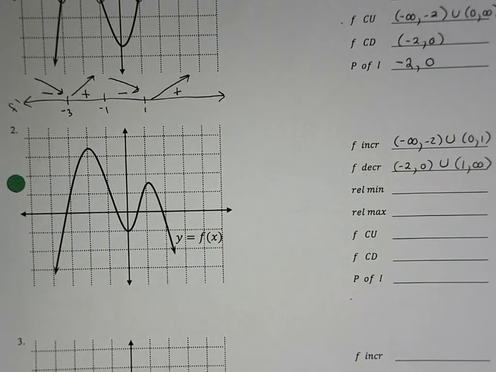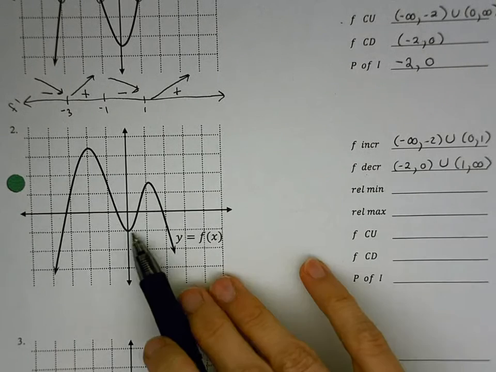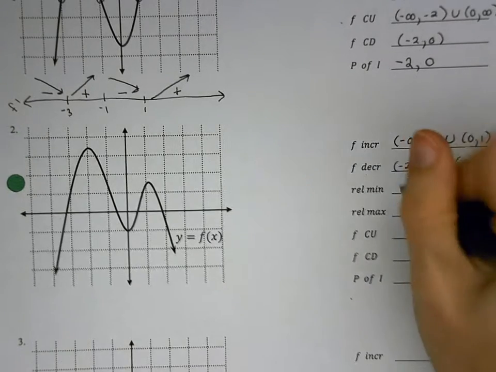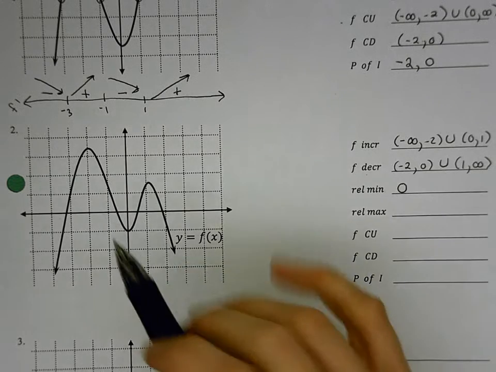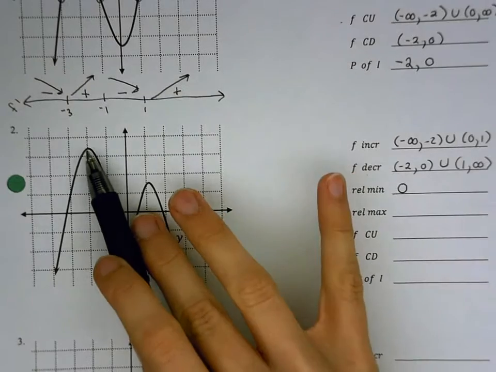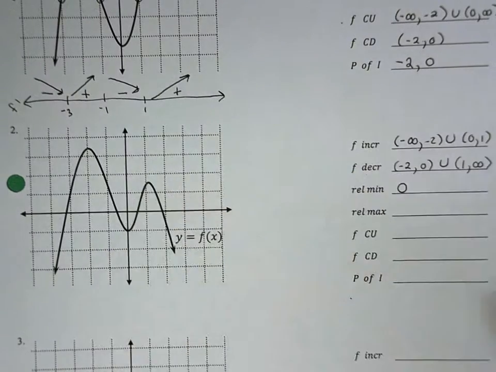Okay. Relative minimums. It's a graph of f, so I just have to look for the minimum. Where's that valley? Well, I have a valley right here at 0. And relative maxes, it's a graph of f, so I just look for the relative maximum. I look for those hills. I have 2 hills, one here at -2, one here at 1.